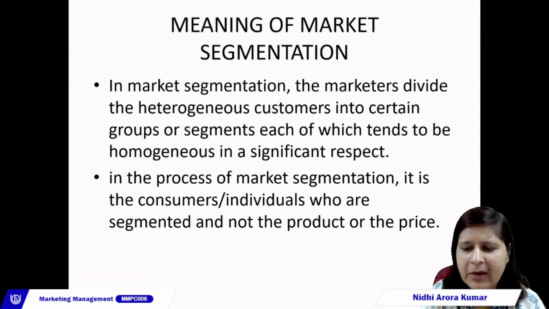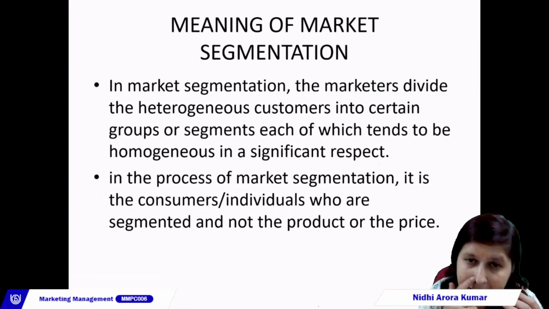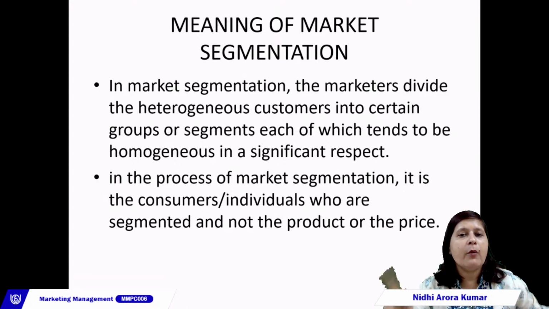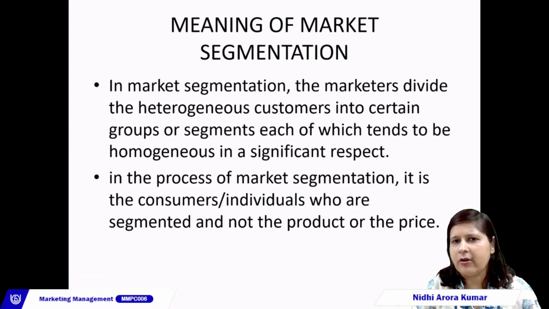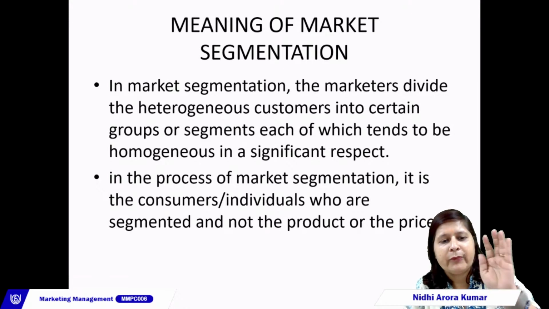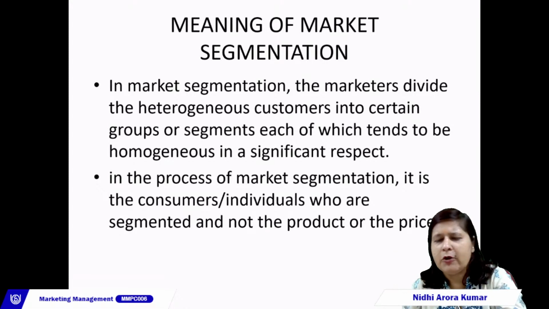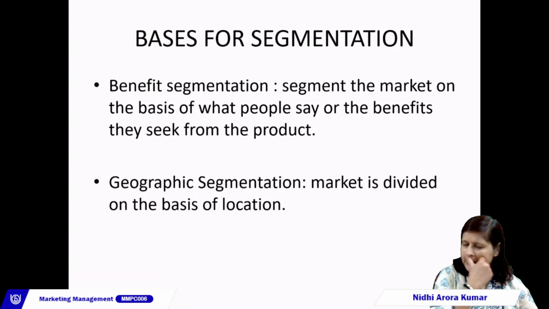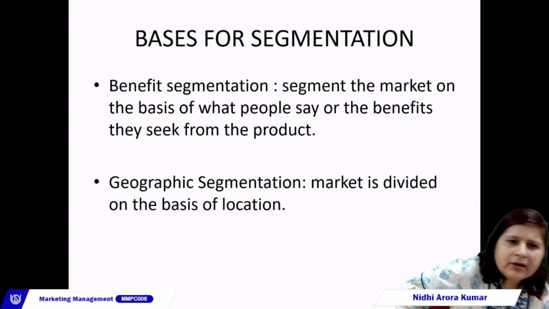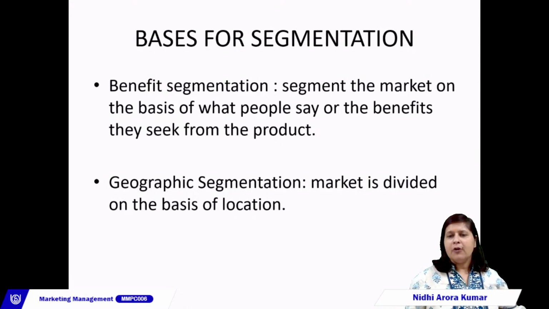In the process of market segmentation, it is the consumer or individual who is segmented and not the product or the price, right? In market segmentation, we segment the customers and not the product or the price. That is, the marketer divides the heterogeneous customers into homogeneous groups. Basis for segmentation: on what basis can one segment the market? On what basis can one form a homogeneous group?